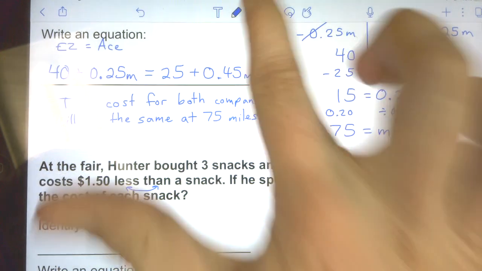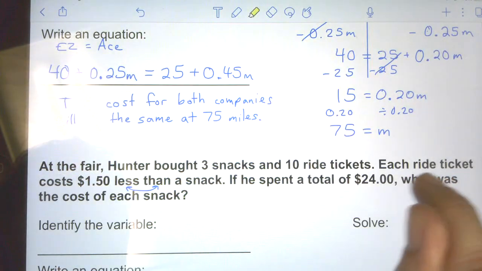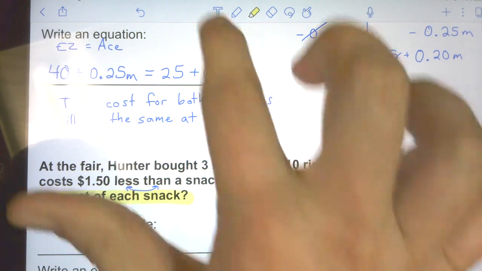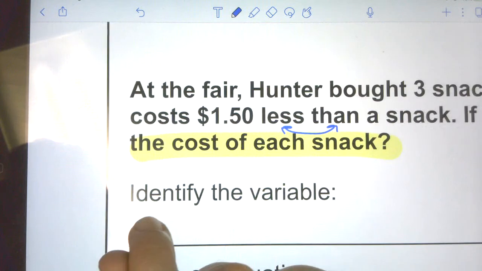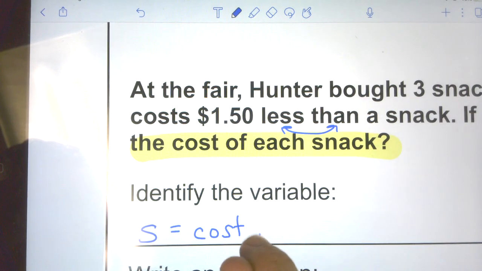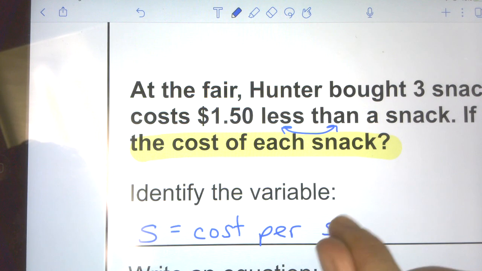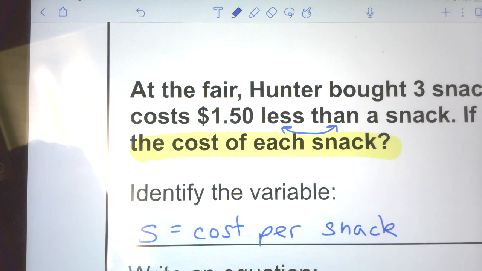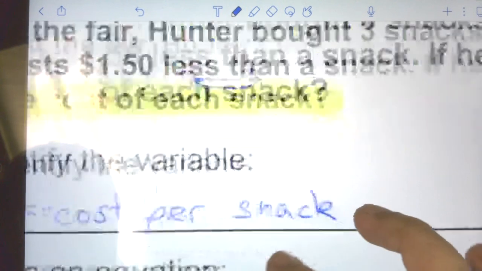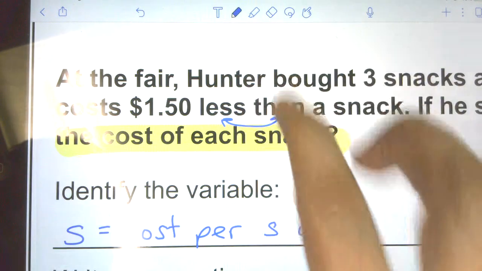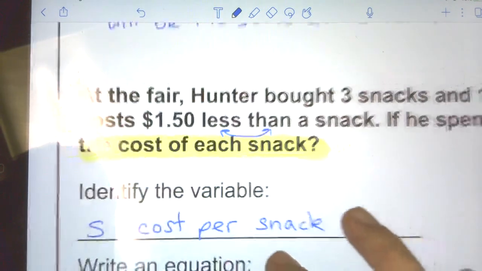So the variable we're looking for is what was the cost of each snack. So I'm going to go S on this one. Cost per snack. That's a K. Oh my gosh, terrible handwriting. There we go, cost per snack.